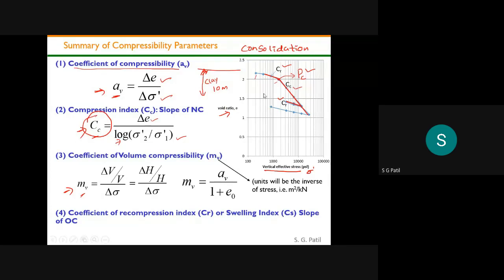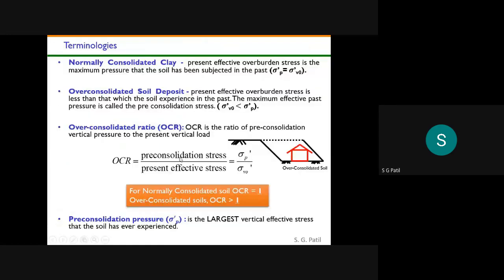Okay, once we perform this consolidation test and obtain these parameters, the next thing is some terminology I should remember. What do you mean by normally consolidated clay, what do you mean by over consolidated clay, what do you mean by over consolidation ratio, and what do you mean by pre-consolidation pressure? These are the few definitions you should remember.